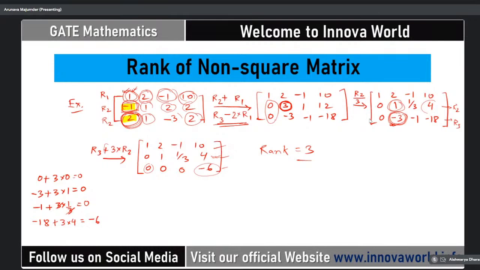Okay, now I'm giving you one example of a non-square matrix, and I will give you some time to solve it. Please solve it and write down in the chat box what the rank of this matrix will be.